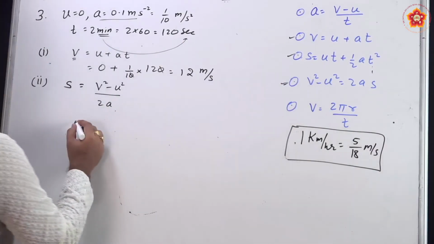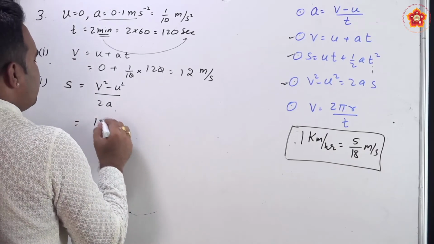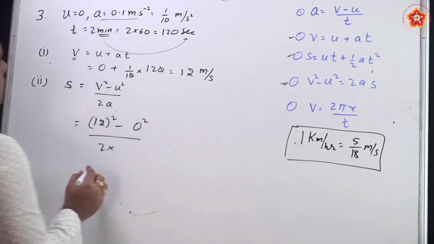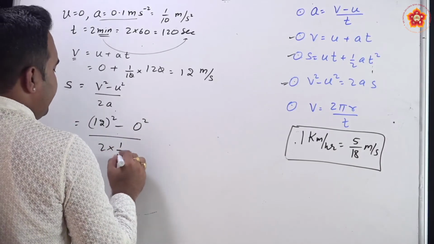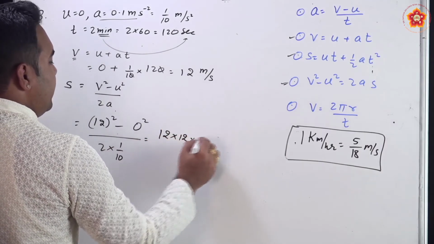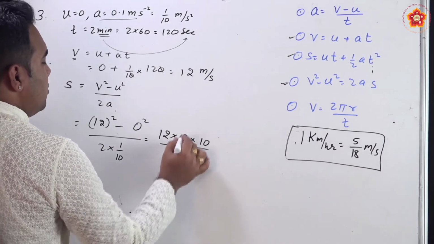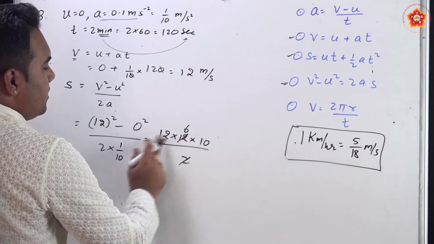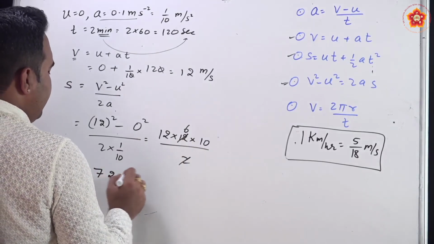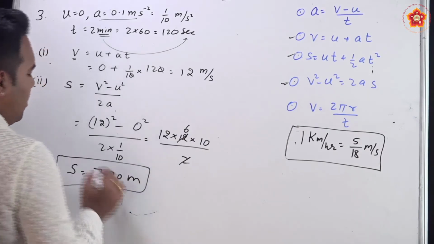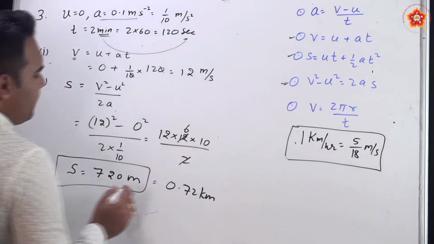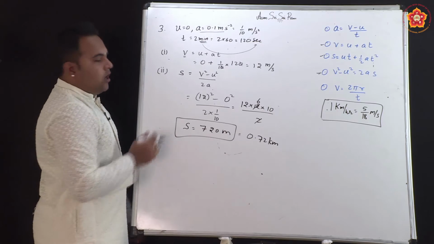So, v square, v is what? 12 square minus u square is 0 square, divided by 2 into what is a? 1 by 10. So, I have 12 into 12 into 10 divided by 2. 2 6s are 12, 72, 720. So, the distance covered will be 720 meters, or I can also write 0.72 kilometers. So, the final answer you can either leave it in the SI unit or a convenient unit.